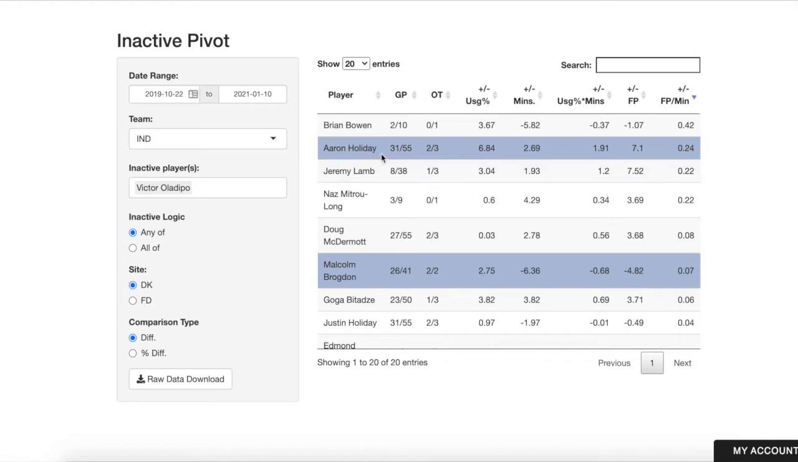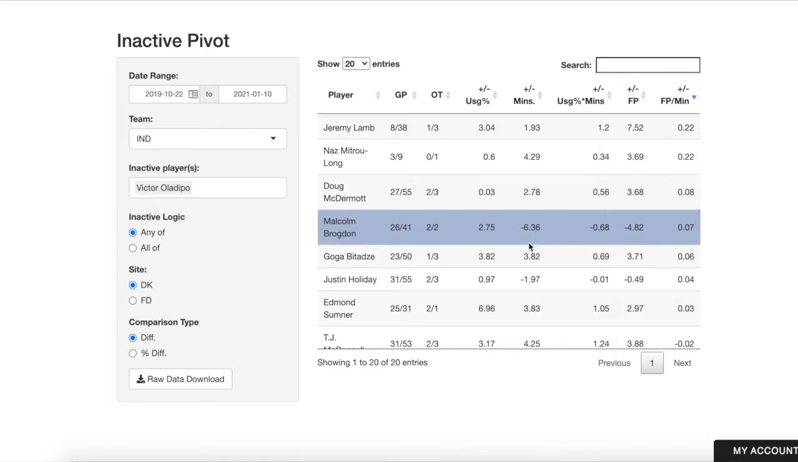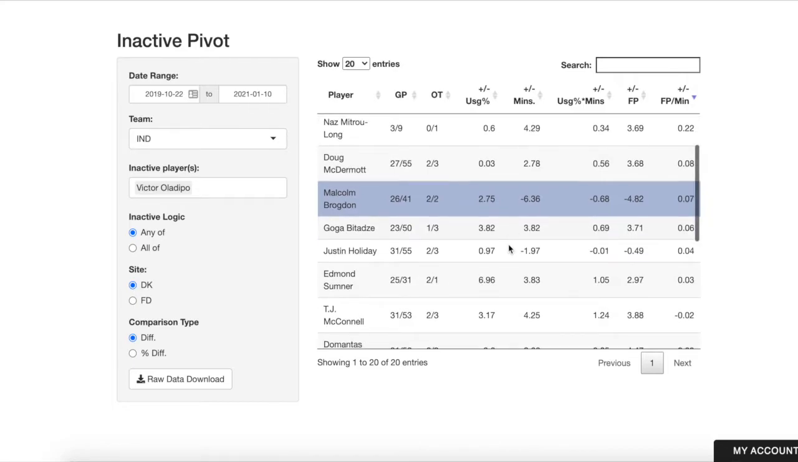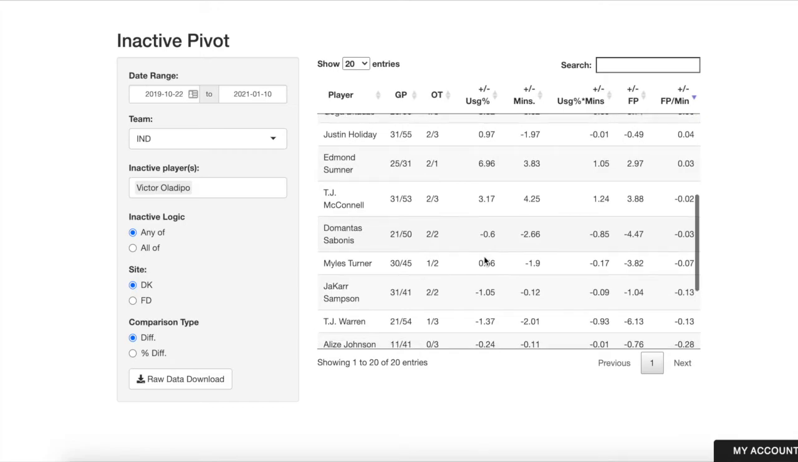Brogdon, interestingly enough, actually has lower minutes when Oladipo is inactive. I find that interesting. I would have suspected the opposite. We got guys like Myles Turner, whose, I guess, little to no effect from Oladipo's inactivity. Is not really a significant difference in usage or minutes or fantasy points. It looks like Turner actually averages fewer fantasy points when Oladipo is inactive.